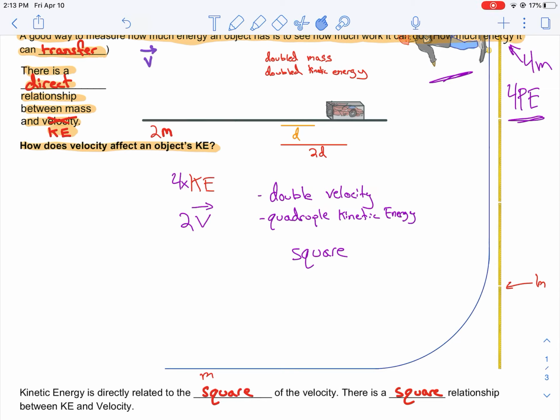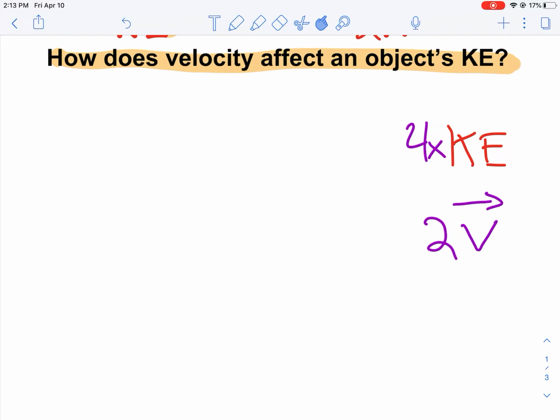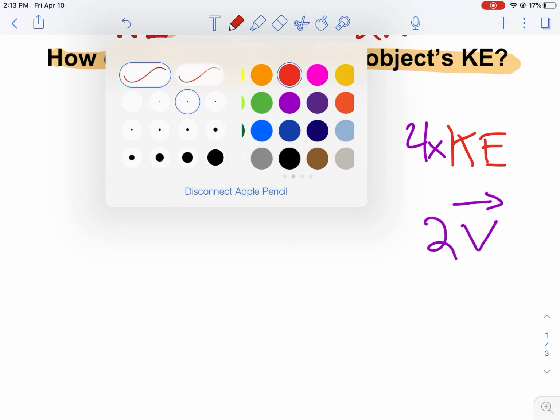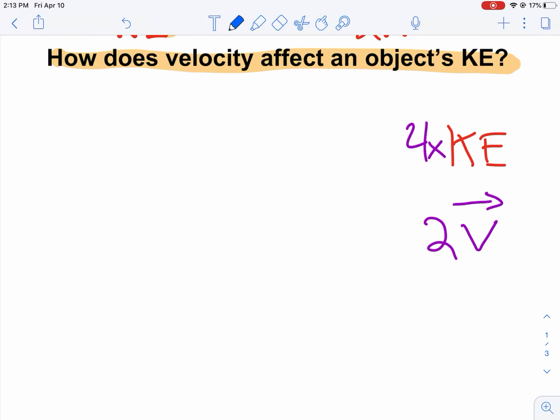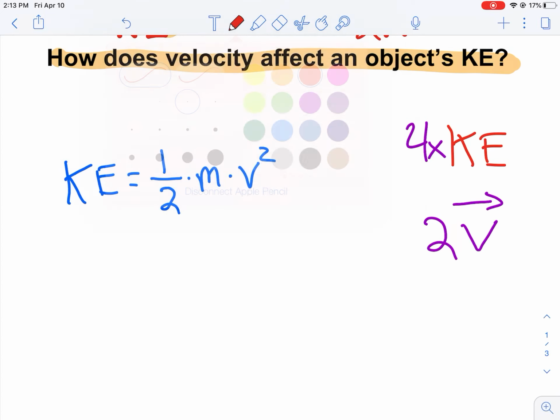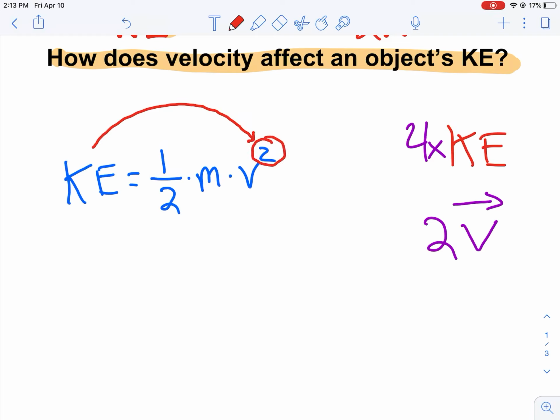Now, a great way to see that is when we write the kinetic energy equation out. You haven't seen this yet, or at least I haven't shown it to you yet. So let's write down the kinetic energy equation. Kinetic energy equals 1/2 times mass times velocity squared. And what this shows us is that kinetic energy is directly related to the square of the velocity.